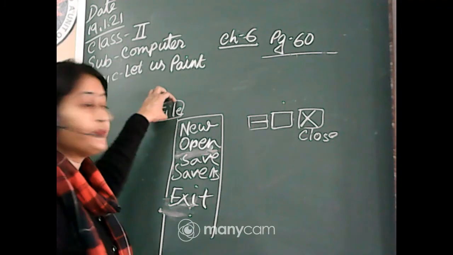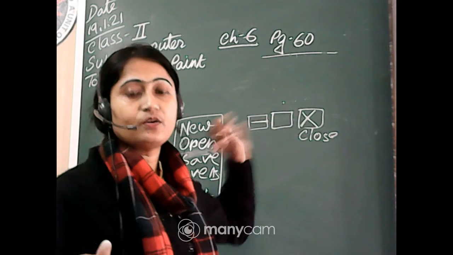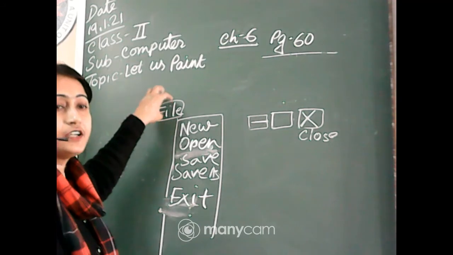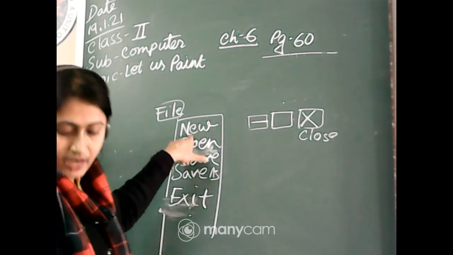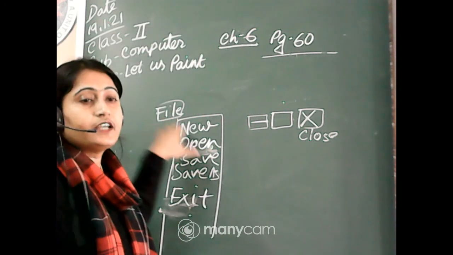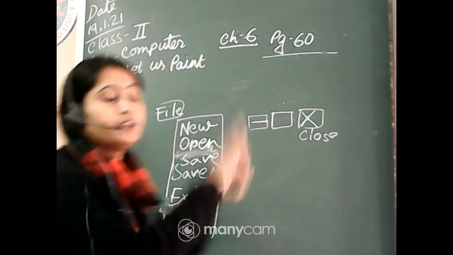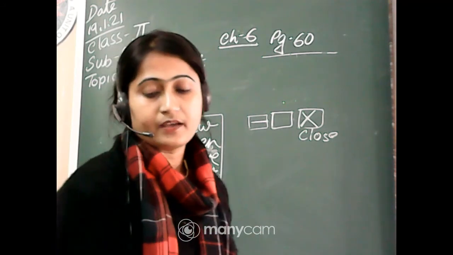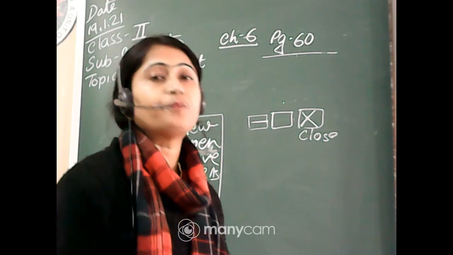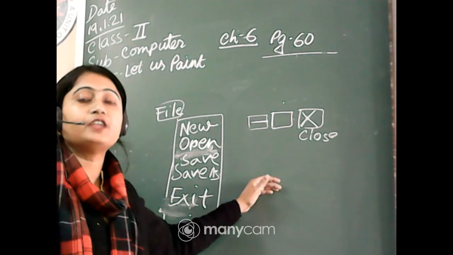There also you have to click on the file tab. If you want to open a new page, a new drawing, click on the file tab. Under the file tab there is the option new. If you want to open a new one, click on new. When you click on the new option, you can see a new drawing, a new page will open for you. A blank space is there, and there you can draw.